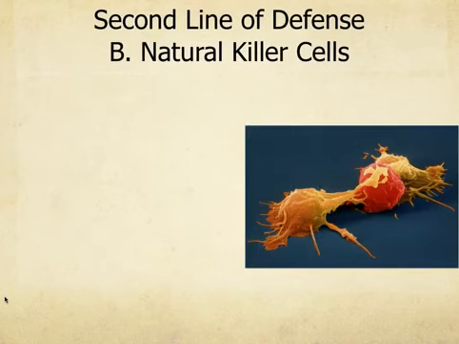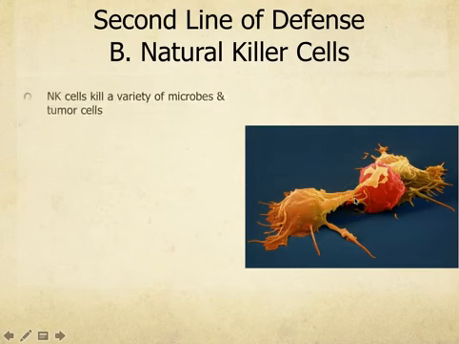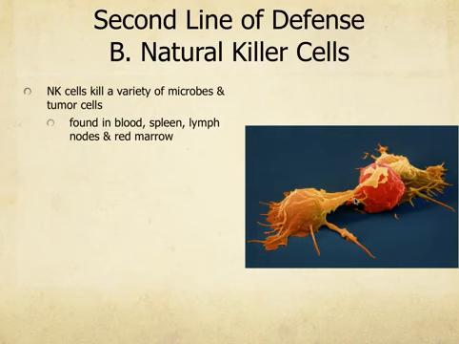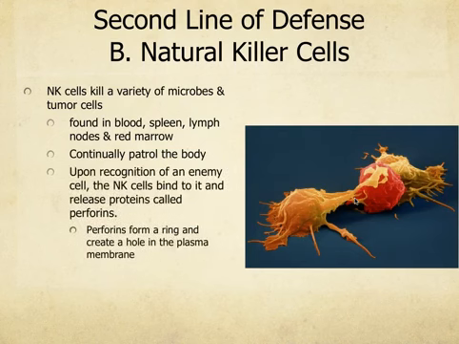Then we have these natural killer cells. Here you have an image of natural killer cells killing off a tumor cell. The red cell here is a tumor cell, and these are the natural killer cells. You can see them attacking a tumor cell. That's what they do. They kill a variety of microbes and tumor cells. They're floating around the blood, spleen, lymph nodes, red bone marrow, continually patrolling the body. You can maybe think of them as cops, I guess.